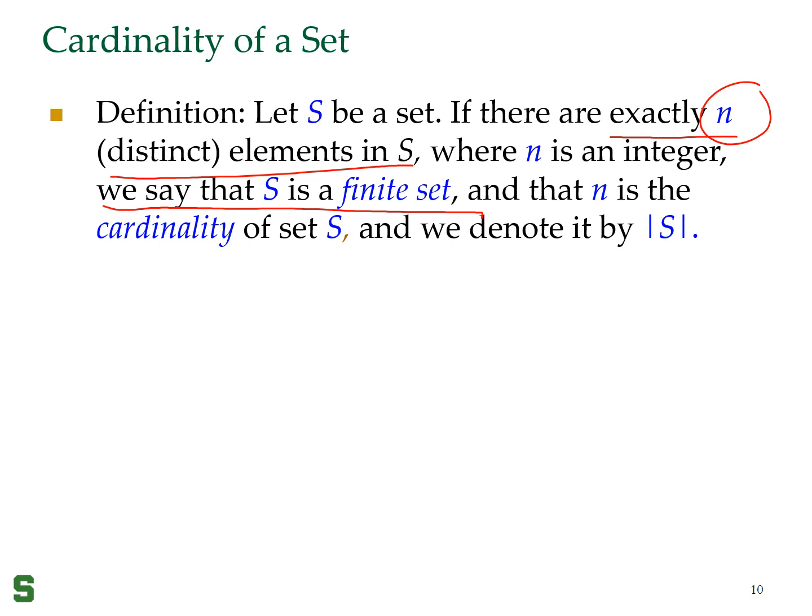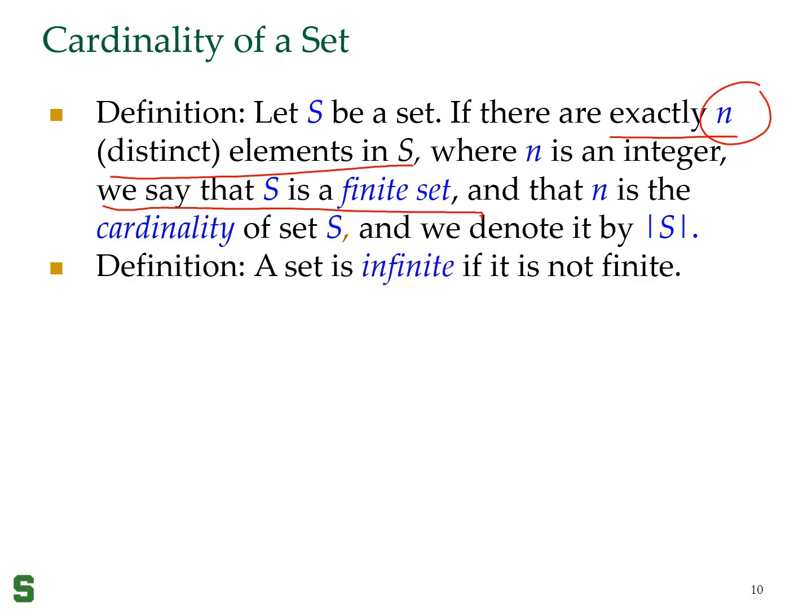We use this notation. The notation is vertical line, the name of the set, another vertical line to denote the cardinality of the set. As I said earlier, a set could be finite or it could be infinite. So if a set is infinite, that means it has infinitely many elements.